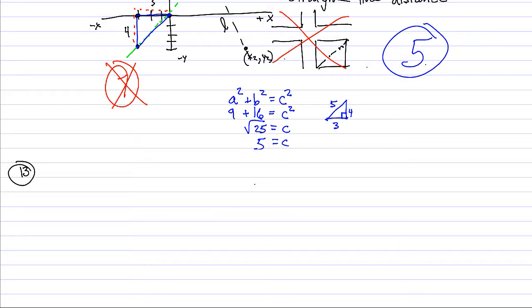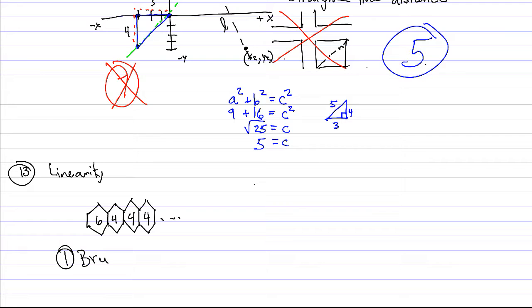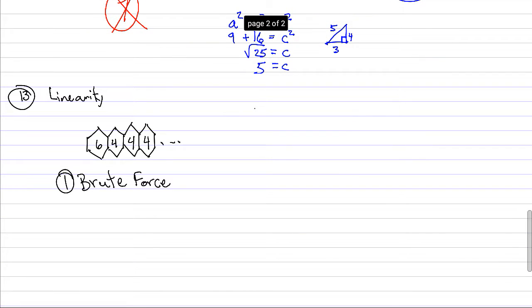13. This is a linearity problem. We've got this problem where we start with 6, and then each table we add, we get 4 more. And so on. And there are 2 ways to solve it. The first is brute force. Right? We could just keep adding a table and add 4 and check.